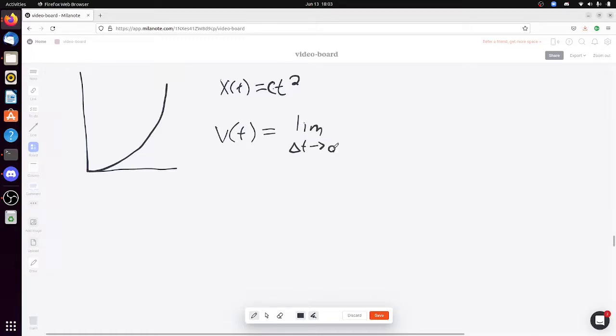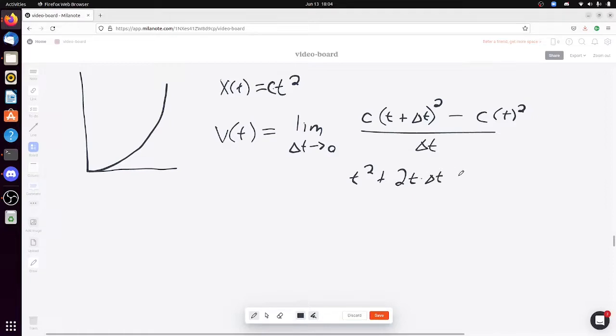So the limit as delta t approaches 0 of c times t plus delta t. Remember, anytime we see t here, we replace it with t plus delta t in parentheses. So then it'll be squared, minus c t squared, all over delta t. All right, what now? Well, it looks like we need to FOIL, so we'll just do that. So t squared plus 2t delta t. Or sorry, that should be c. These should all be multiplied by c. And we get c t squared over delta t. What happens here? Well, ct squared minus ct squared cancel. And then we have this whole expression with delta t over delta t. Well, okay, that crosses out. So now you're left with v of t equals c times 2t.